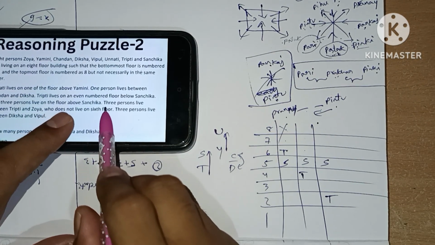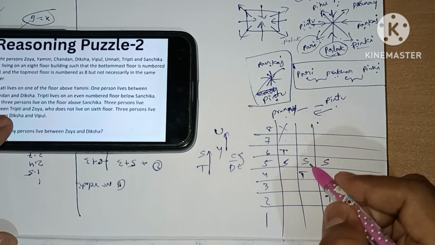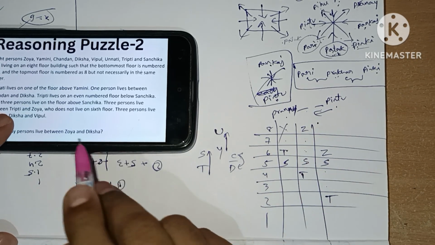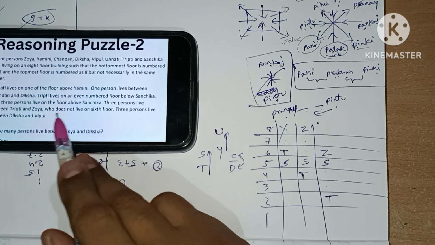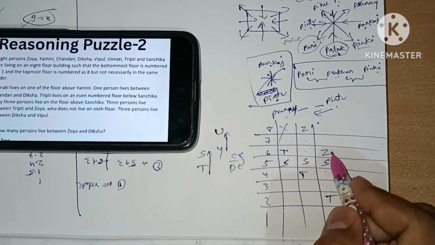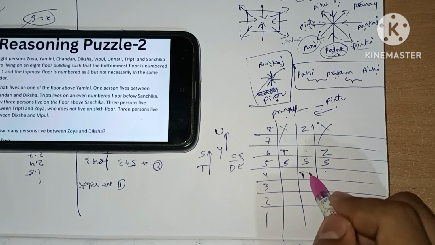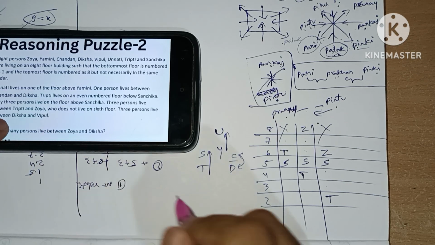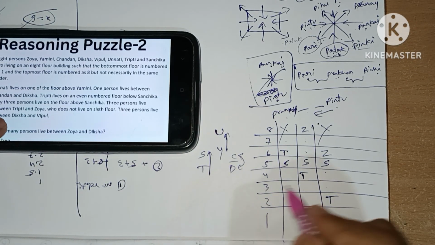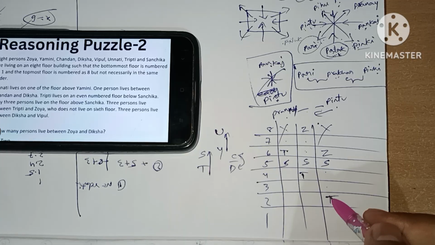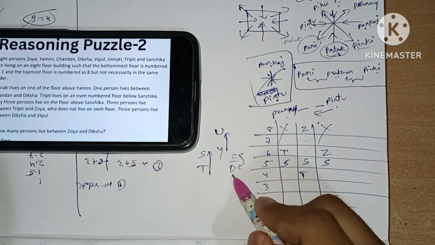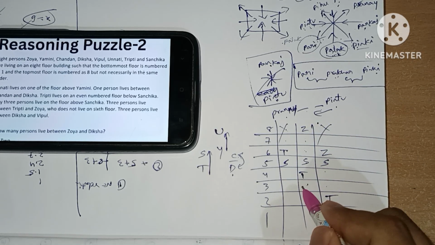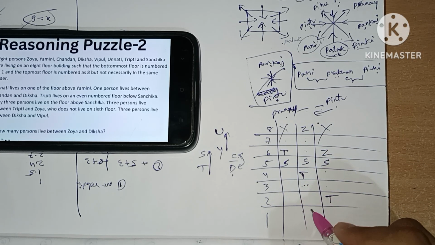Next, three persons live between Tripti and Joya: 1, 2, 3, Joya. Next, Joya does not live on the 6th floor, so this case also fails and we are left with only one case. Three persons live between Diksha and Vipul. So we have C dash D. We cannot place them here or here, so there is only one place for C and D.